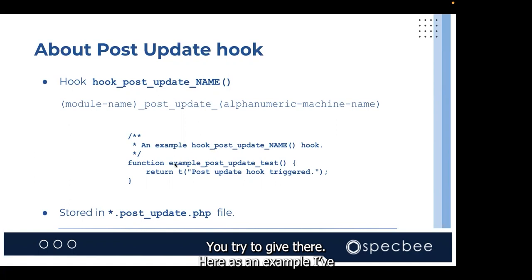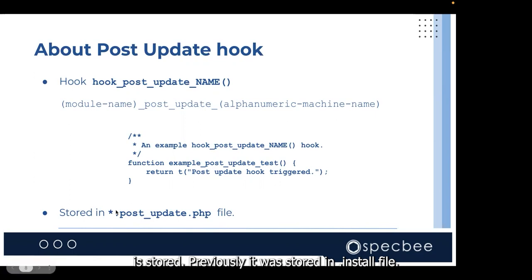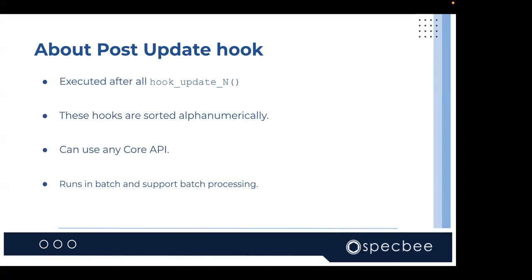In this example, I've used examples as my module name, then post_update, and the test is the name of the hook. Where it is stored: previously it was stored in the .install file. Here it is stored in your module.post_update.php file. If it's a theme, then theme.post_update.php file. And when it's executed, this one is executed after your hook update has completely run. So first all the hook updates are run, and then post update hooks are run.